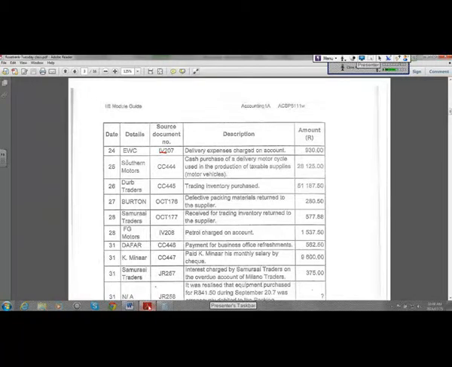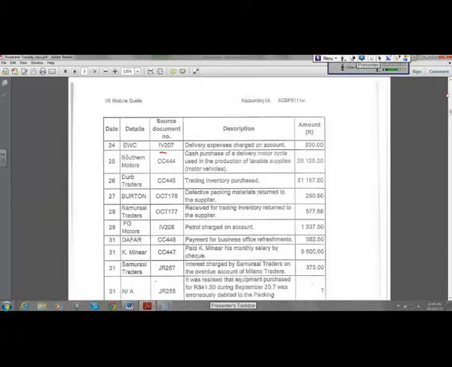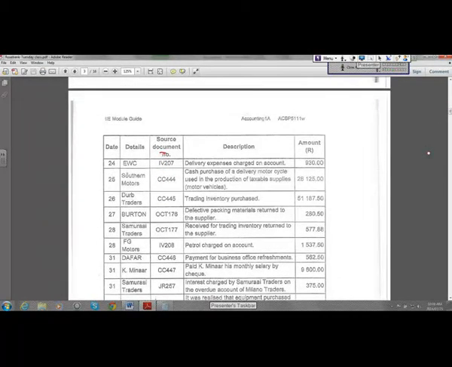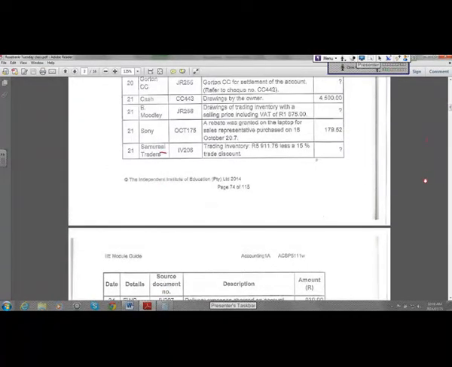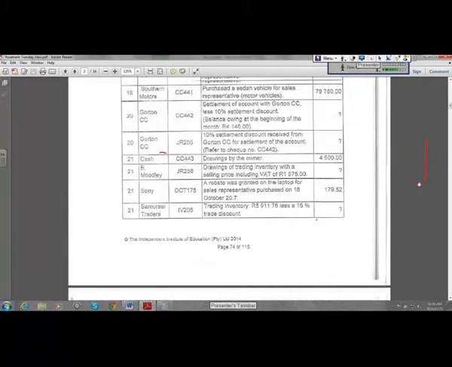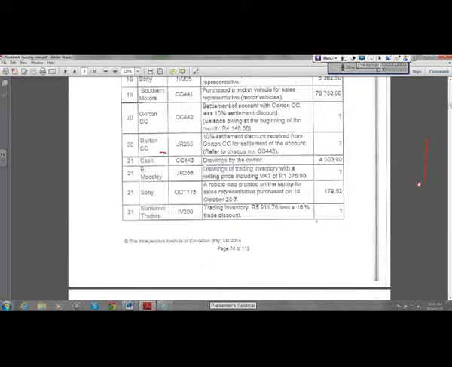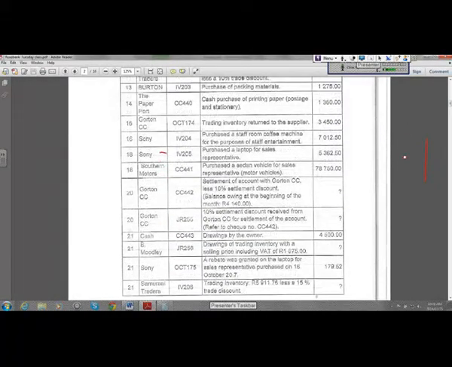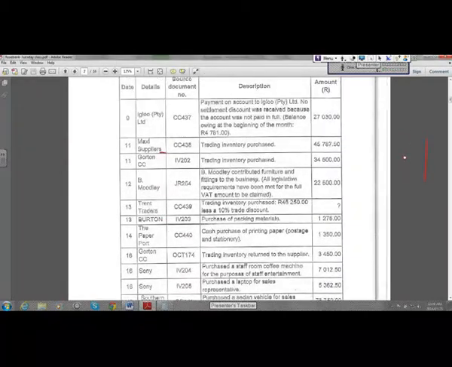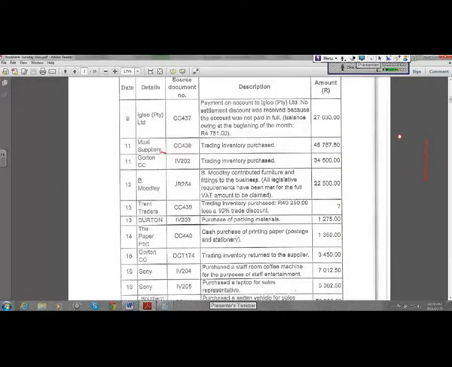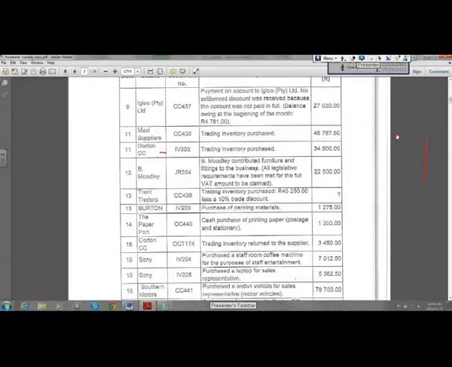All right, so here, let's start from the beginning, because this is not right at the beginning. Let's go to the beginning so that we don't skip some transactions. All right, here we go. So our technology is behaving, that's very good. All right, here we go.